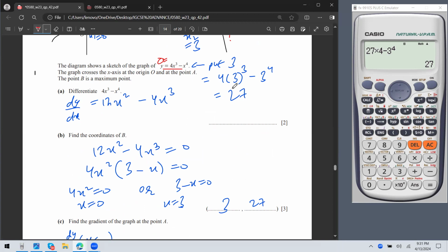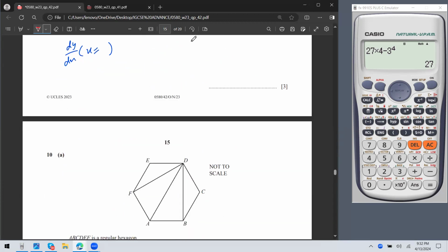We don't know how to solve a cubic equation or a power 4 equation, but you will always get something that can be factorized. 4x cube minus x raised to power 4, that is y equal to 0. So take x cube common. That will leave you 4 minus x. So either x cube is equal to 0 or 4 minus x is equal to 0. So that means x is equal to 0 or 4.